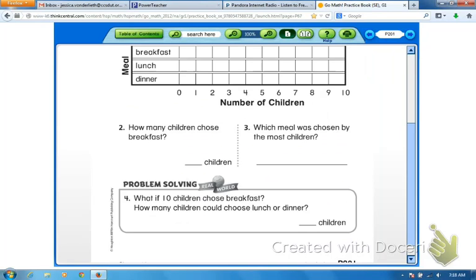Number 4 at the bottom says, what if 10 children chose breakfast? How many children could choose lunch or dinner? And they would be able to know you can only ask 10 children. So if all 10 chose breakfast, then 0 could choose lunch or dinner.